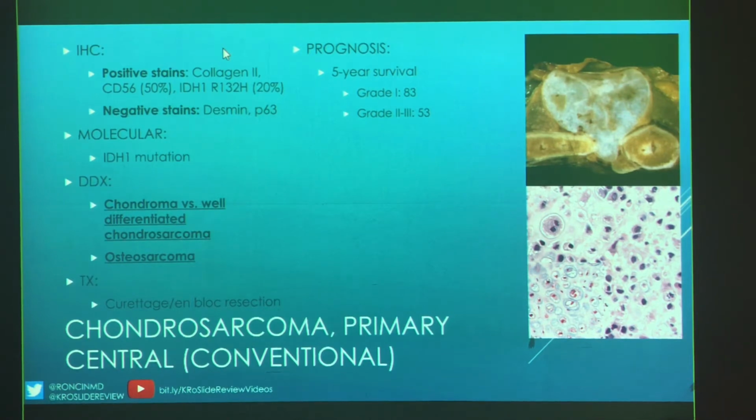Your differential would be chondroma versus well-differentiated chondrosarcoma, as well as osteosarcoma. For treatment, they can do a curetting, like what we had in our example, and they can also do an en bloc resection. 5-year survival really depends on grade, so your low grade or well-differentiated has an 83% 5-year survival, and your higher grade chondrosarcomas has about a 50% 5-year survival. So again, we can just see this really cartilaginous appearance to the lesion.